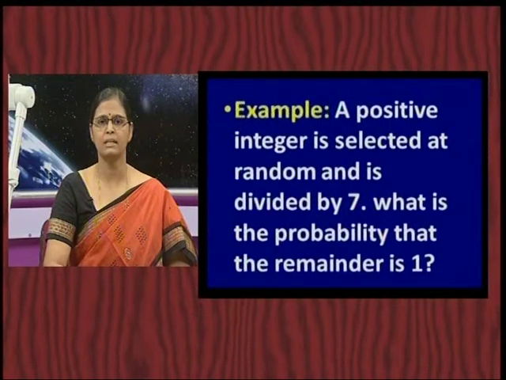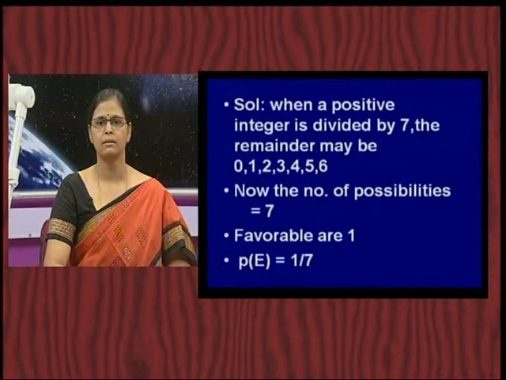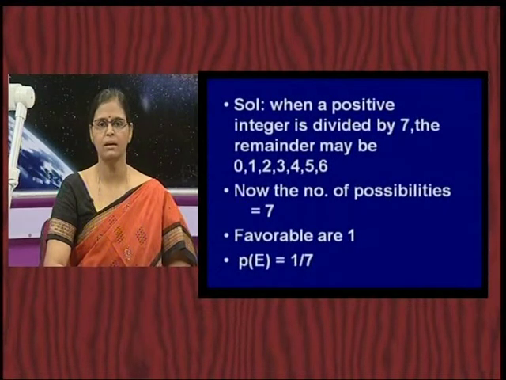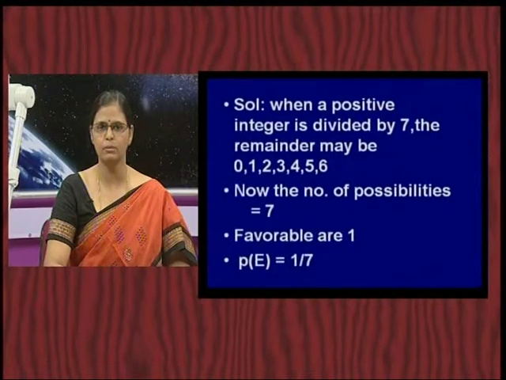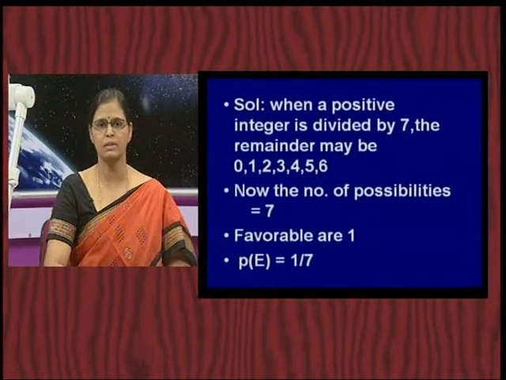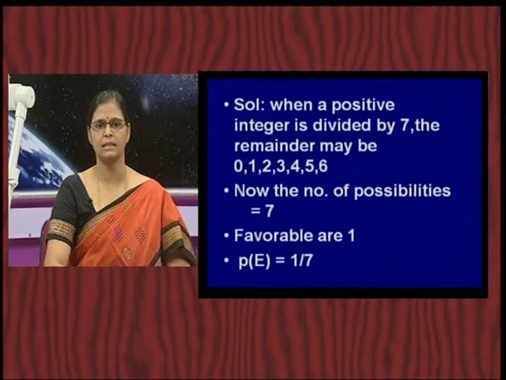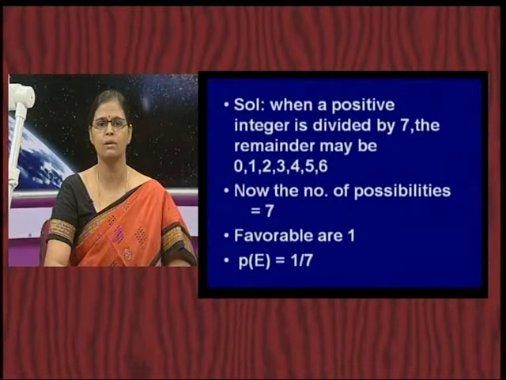So, if you are looking at any positive integer when divided by 7, what are the possibilities for the remainder? The remainder can be 0, 1, 2, 3, 4, 5, 6. Why? Because you are dividing it by 7, any integer less than 7 would be the remainder. So, there are 7 possibilities: 0, 1, 2, 3, 4, 5, 6.